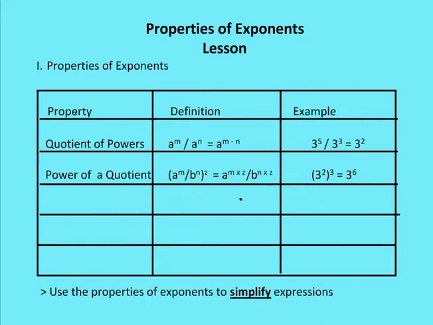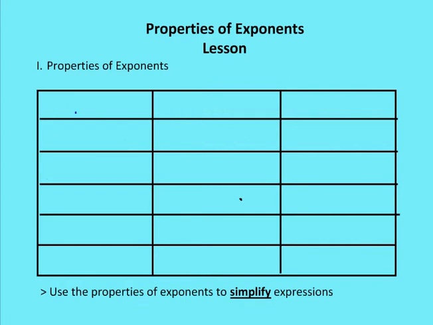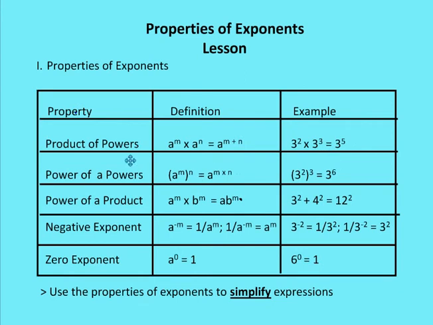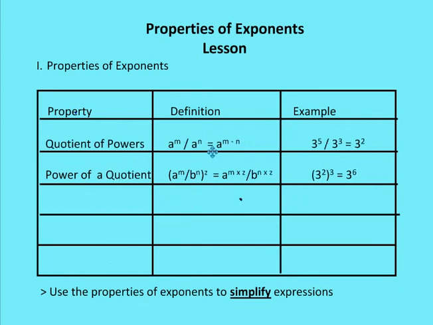And we have quotient of the powers. Here we have the same base, a to the m divided by a to the n. And now we have a to the m minus n, whereas with the product of the powers we were adding. When we have the quotient of powers, we're subtracting the exponents. Again, same base, different exponents, now we're subtracting.